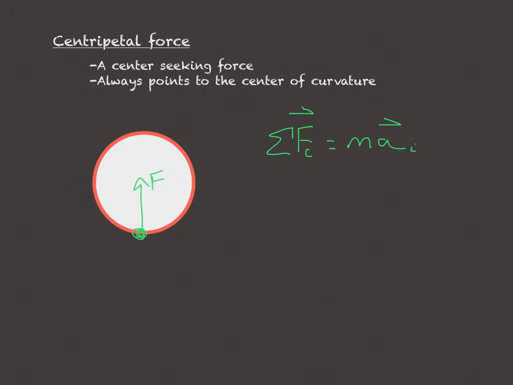So if the force is towards the center, then the acceleration will also be towards the center, just from Newton's second law. And the velocity is always tangent to the curve of the circular path.